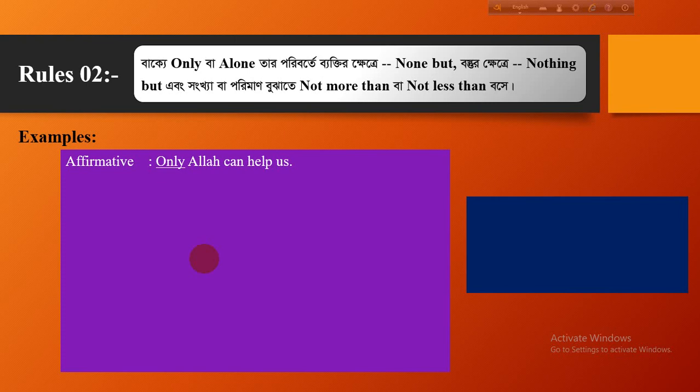So let's check the answer. Oh, same answer. The negative is: None but Allah can help us. Dear student, this is a very easy rule. Instead of only, we just use none but, and nothing else will be changed. So let's come to the next.